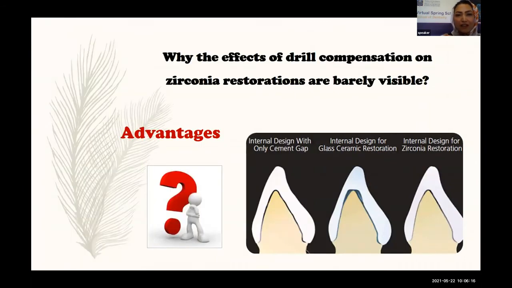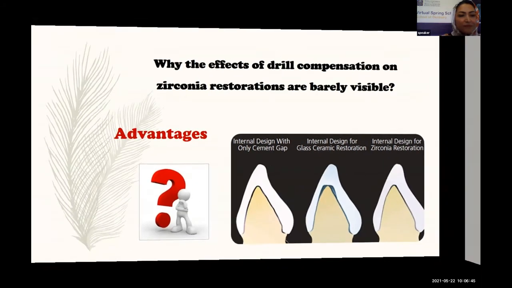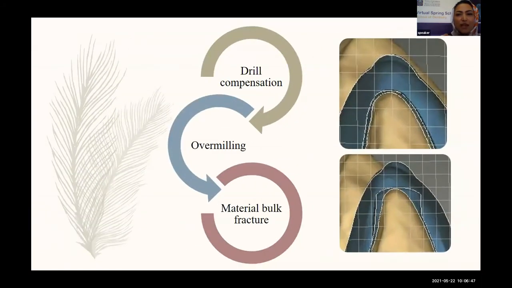This question again. It says why the effect of drill compensation in zirconia restorations is barely visible. As you know, zirconia blocks are in a partially sintered phase, and the milled restoration is enlarged about 25 to 30% bulkier, which is an advantage for zirconia, and after that it will shrink. So you can see drill compensation which results in material bulk fracture through over-milling.